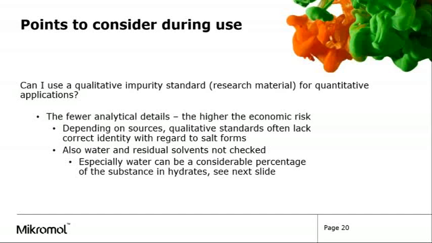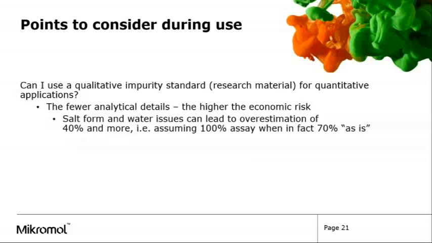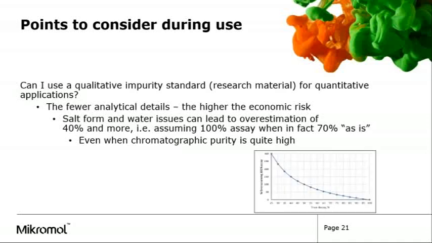And as we know, in the case of solvates or hydrates, these solvents can be an appreciable percentage of the material. So, let me show an example of that. Let me come back to this statement. Even if we have the chromatographic purity quite high for a material, if we don't know the correct salt form, we can overestimate by quite a bit.